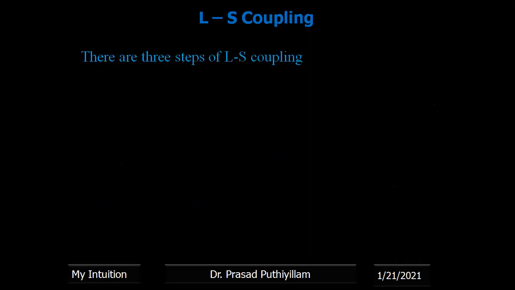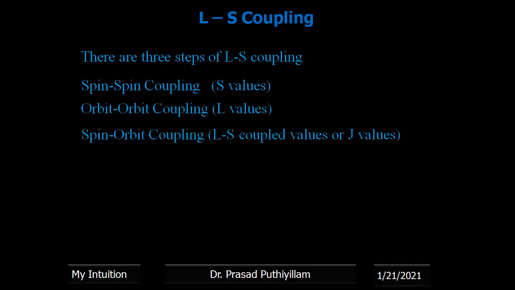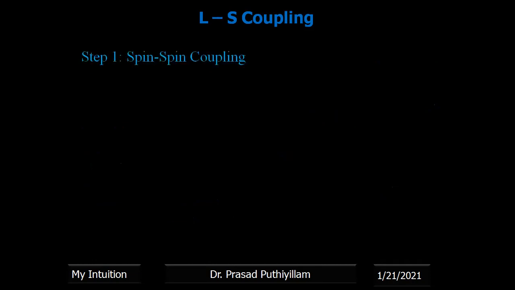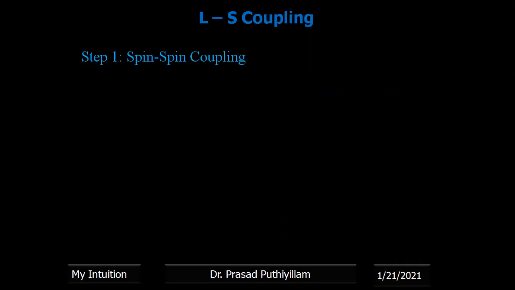There are three steps in LS coupling. First, spin-spin coupling to obtain the S values, then orbit-orbit coupling to obtain L values, and spin-orbit coupling to get the J values, or LS coupled values. So step one is spin-spin coupling. For a single electron atom or ion, coupling does not happen because only one electron is there. There is no interaction. Therefore, the S value can be taken as the spin of the electron, small s, which will be plus half or minus half. We consider plus half here.